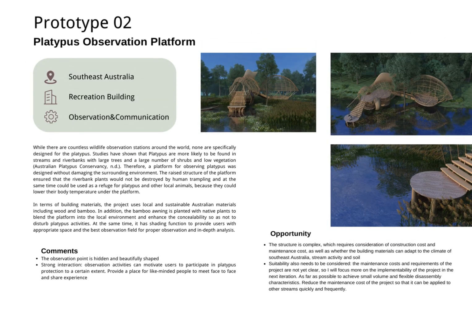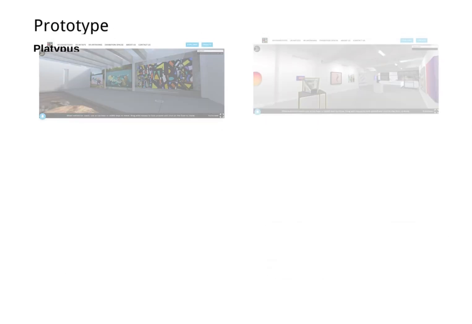Next, I likewise invited a friend to view the 3D model of the platypus observation platform, and he thought the observation point was hidden and beautifully shaped. But in addition, the observation platform structure is relatively complex, and the construction cost and the maintenance cost need to be considered, and whether it can be mass produced for multiple platypus-infested rivers.